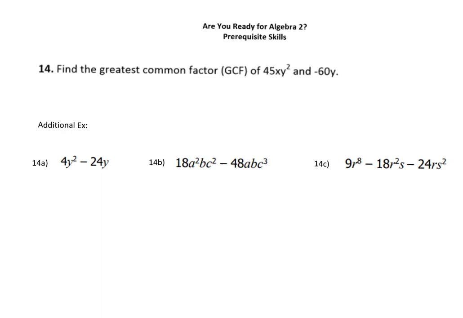And this is an important one because no matter what other method of factoring we're doing, you always check to see if there's a GCF. There's not always one, but there could be. And if there is one, it has to be done first. Now, what is a factor? Good question. What is a factor?